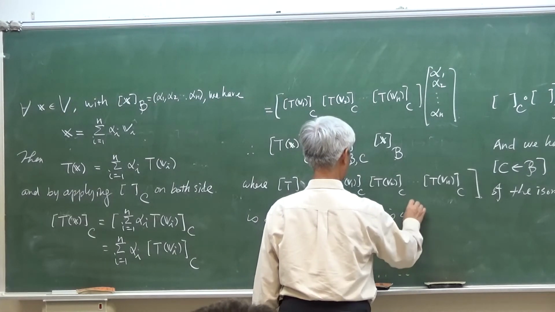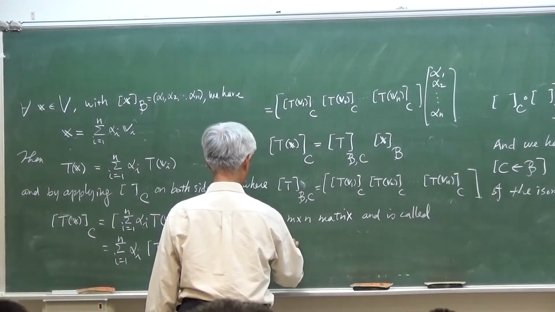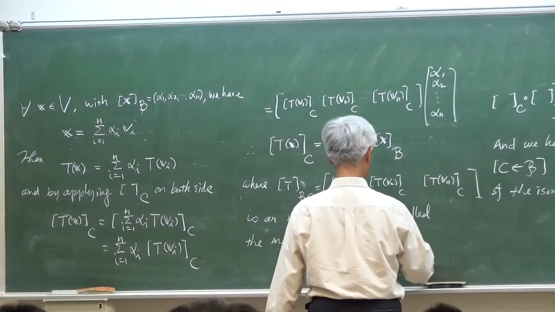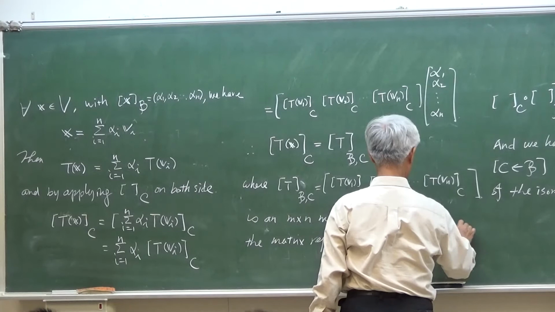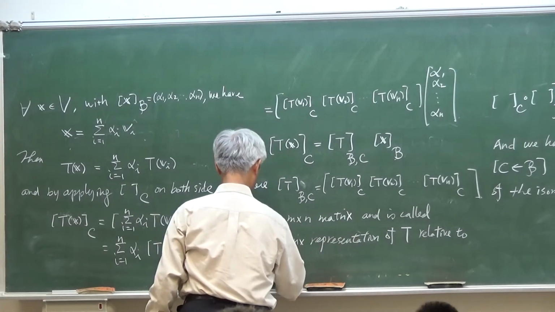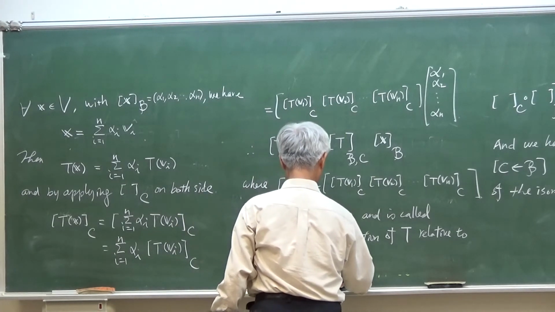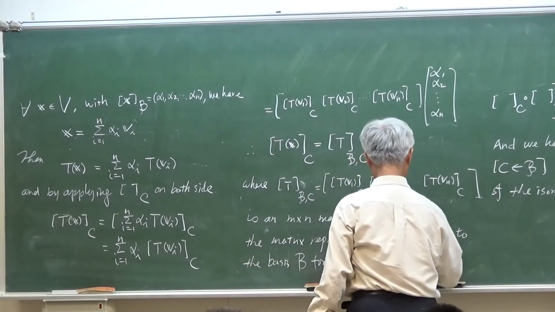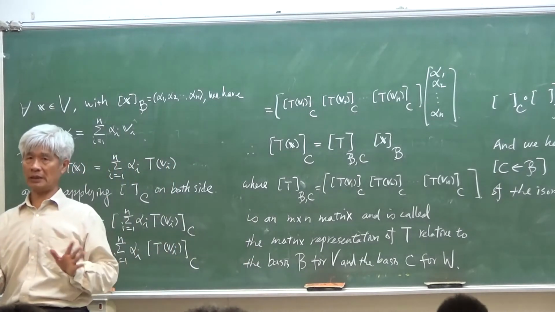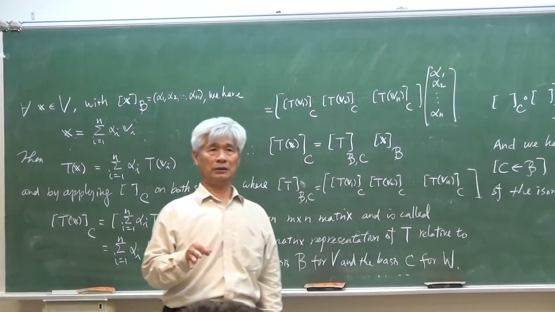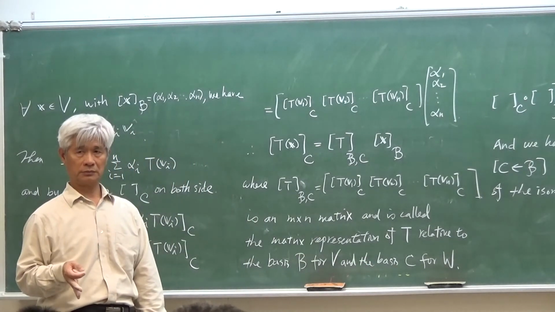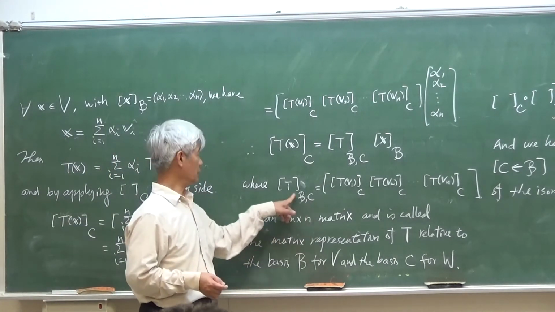And it's called the matrix representation of T relative to the basis B for V and the basis C for W. So that's why we use B and C. So this matrix representation depends on the basis you choose for the domain, B, as well as the basis C you choose for the codomain W. If you use a different B or a different C, then you will get a different matrix representation.